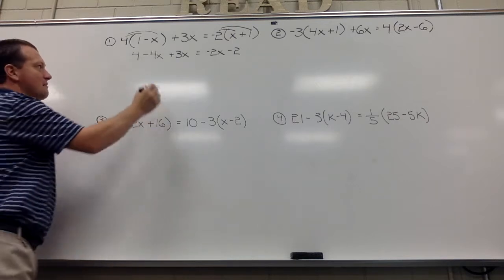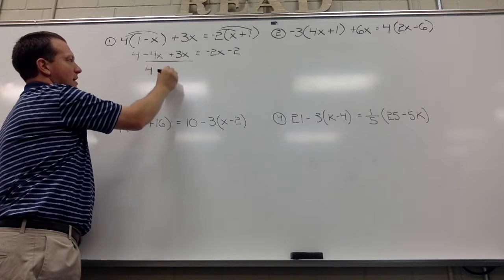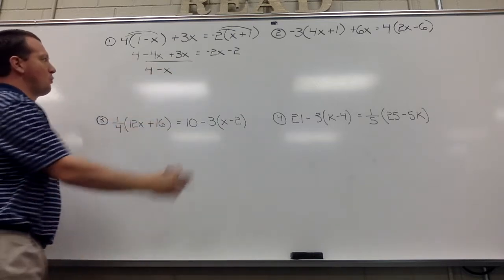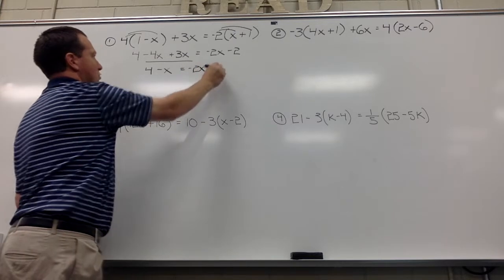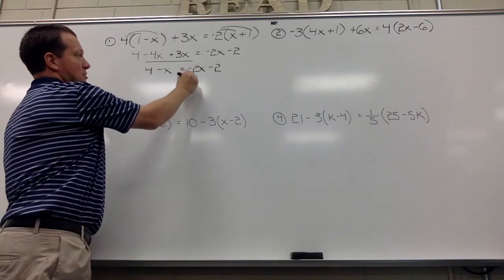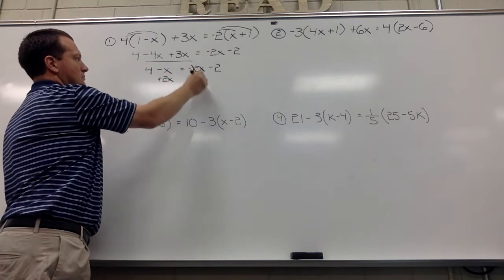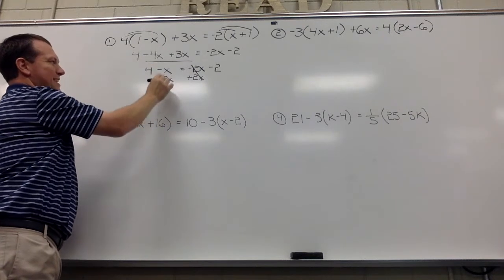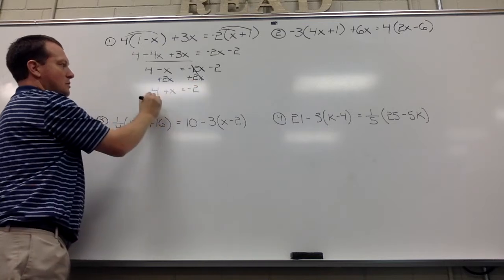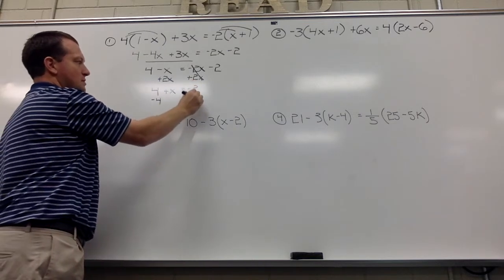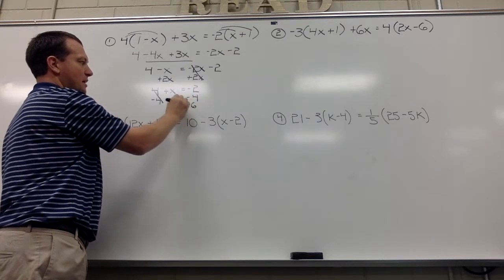Left side, I have got like terms. This negative 4x and 3x is negative 1x, or just negative x. So I have 4 minus x will equal negative 2x minus 2. I'm going to add 2x to both sides. I'll have 4, negative 1 and 2 makes 1x, so 4 plus x will equal negative 2. Subtract 4 from both sides. I'll have x equals negative 2 minus 4 is negative 6.